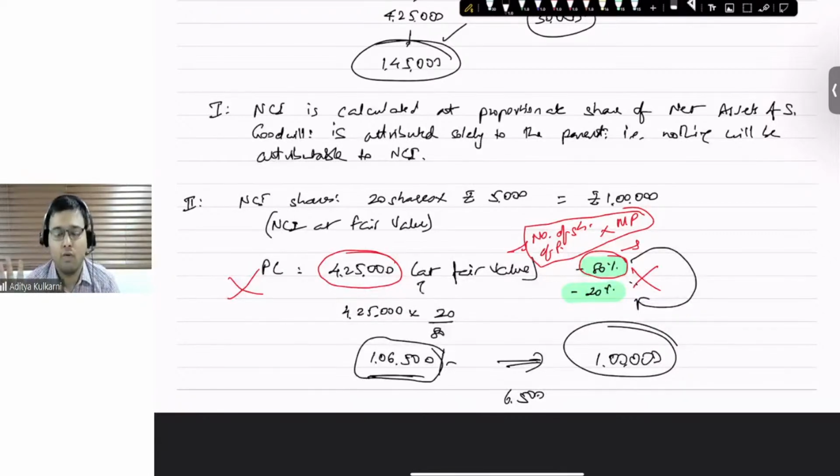I will do the accounting at 1 lakh only. So don't make the mistake of cross multiplying this fair value to the non-controlling interest stake and saying that NCI at fair value can be calculated in this manner. No, it cannot. NCI at fair value means only NCI shares multiplied by market price. That's it. End of discussion.